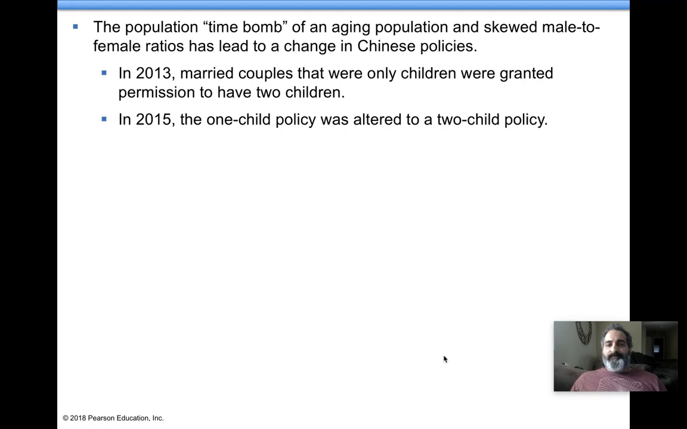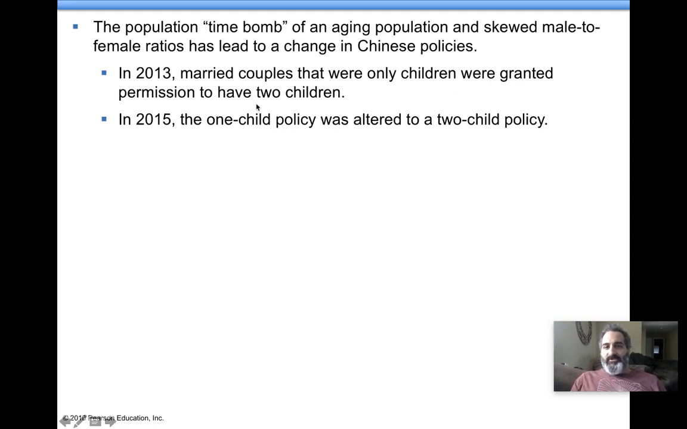So what happened in 2013? Excuse me, in 2013 they allowed people to have a second child, but certain people were granted permission to do that. Eventually, in 2015, the one-child policy was altered to a two-child policy. They basically figured out that shrinking our population isn't really the best idea. If everybody has about two children, that means you're replacing the mating partners. So to maintain stability in the size of the population, about two children per household will do that.